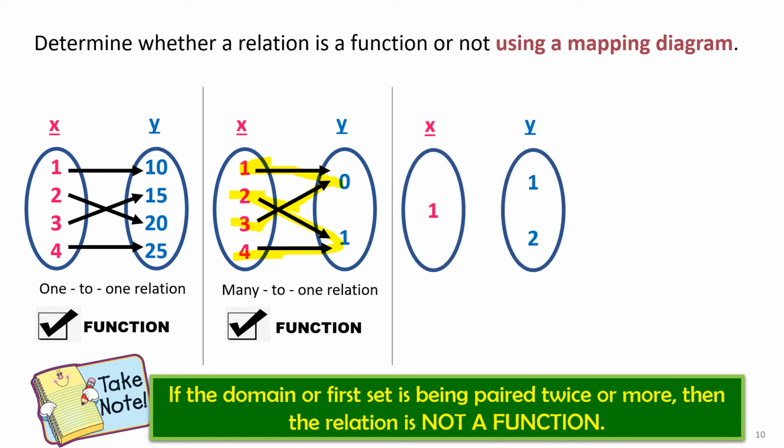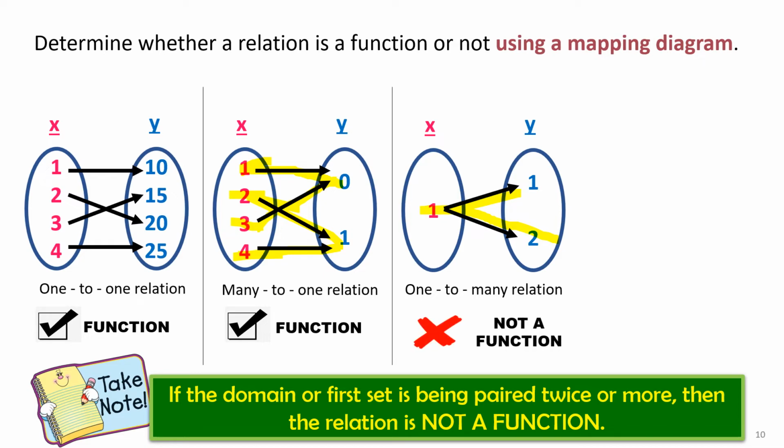How about on the third example? Third, x and y values. So 1 here is being paired to 1, and again 1 is being paired to 2. Obviously, this is what kind of relation? Correct. This is one-to-many relation. So 1 is paired twice. This time, twice na. I-pair si x kay y values. Therefore, this is not a function.